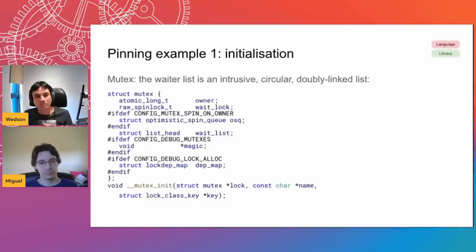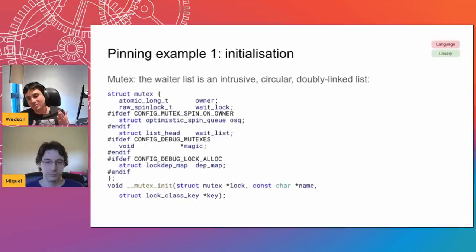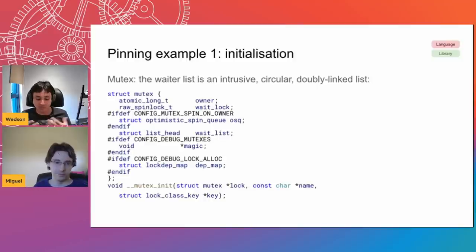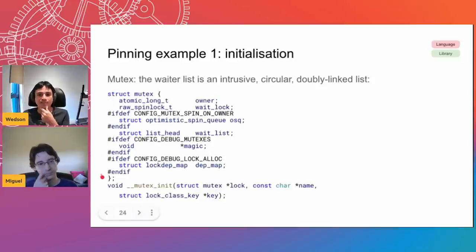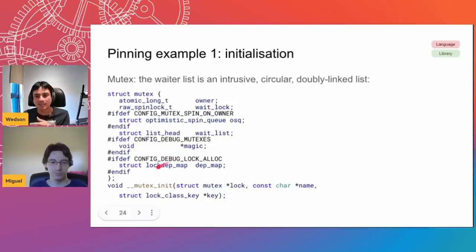So let's get started with the first example, one in which we need to pin things before they can be used. Here we have the definition of a mutex in the kernel. The actual fields are not all that relevant for our discussion, but when these mutexes are used in the kernel, usually you have the mutex declared somewhere, and then before you use it, you have to call this mutex init function, which takes the not yet initialized mutex and initializes it. Some extra arguments are not relevant to our discussion. They're here just for completeness.